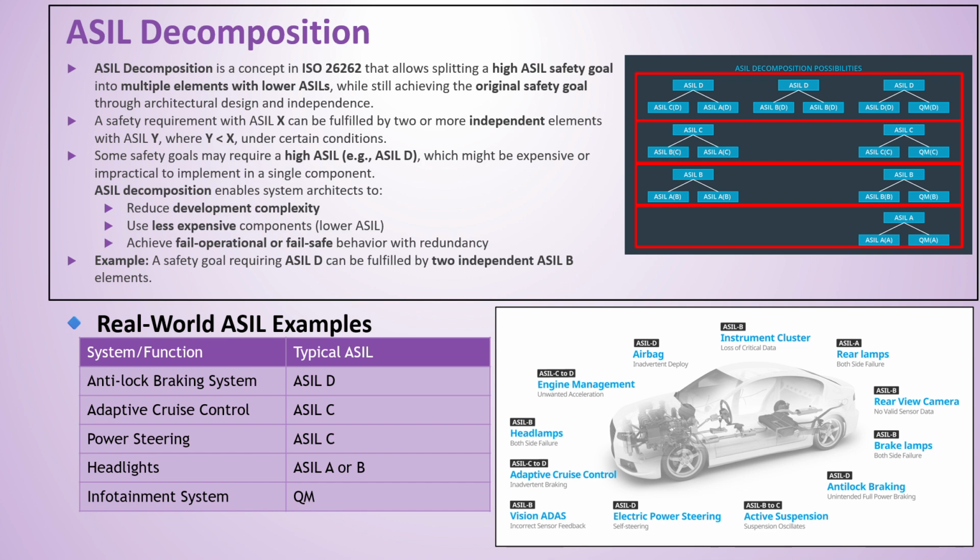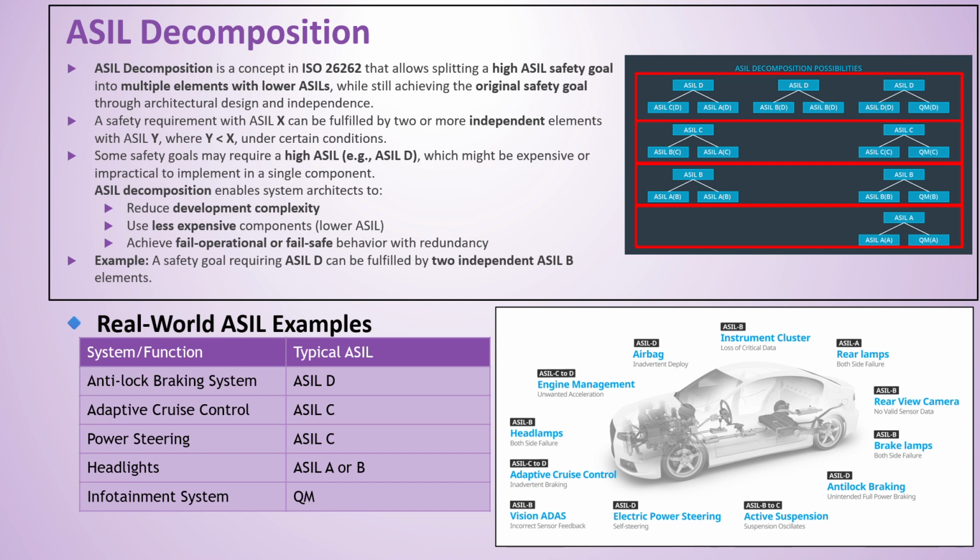Headlights, maybe ASIL A or B. It depends on the specific failure mode and its potential consequences. Okay, that framework makes a lot of sense. But developing an ASIL D system sounds intense. Yeah. And expensive. Is there a way to manage that complexity?